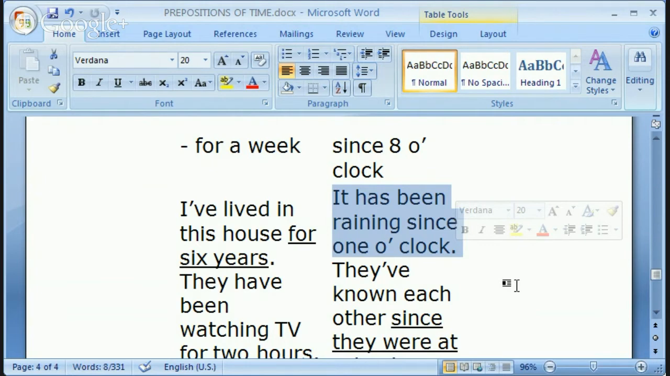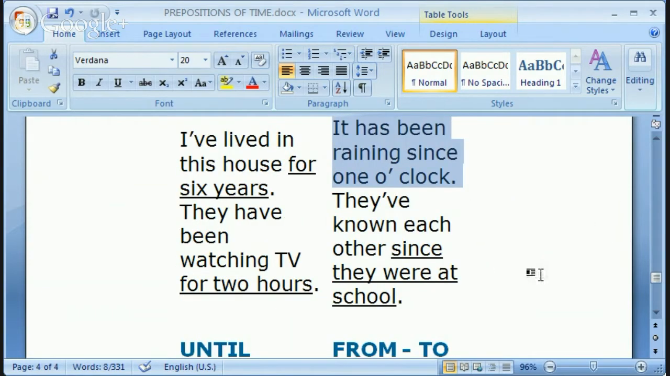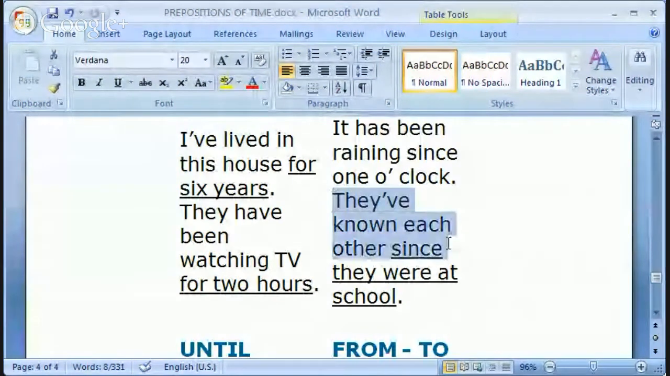Since always means since the beginning time. They've known each other. Sometimes it's not specific, okay? They have known each other since they were at school. Notice, once again, we have a perfect form, have or has, and the past participle.